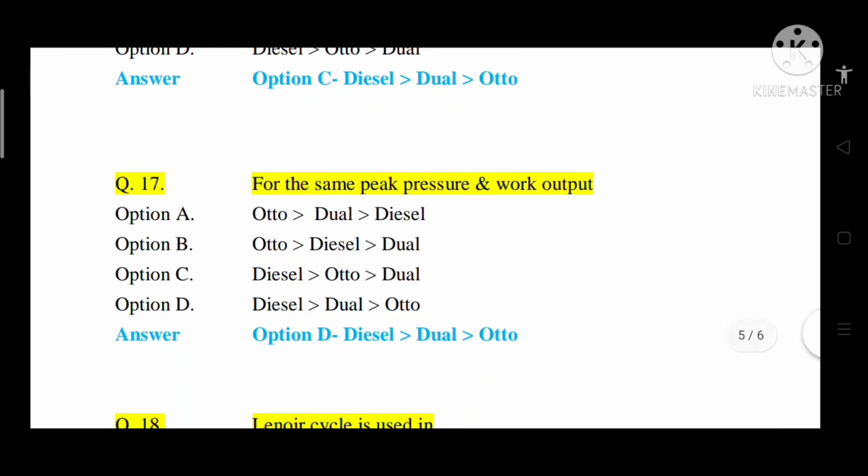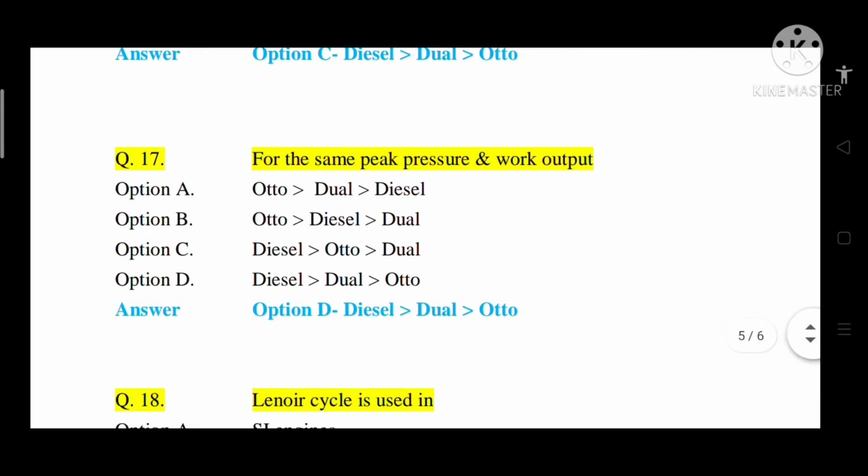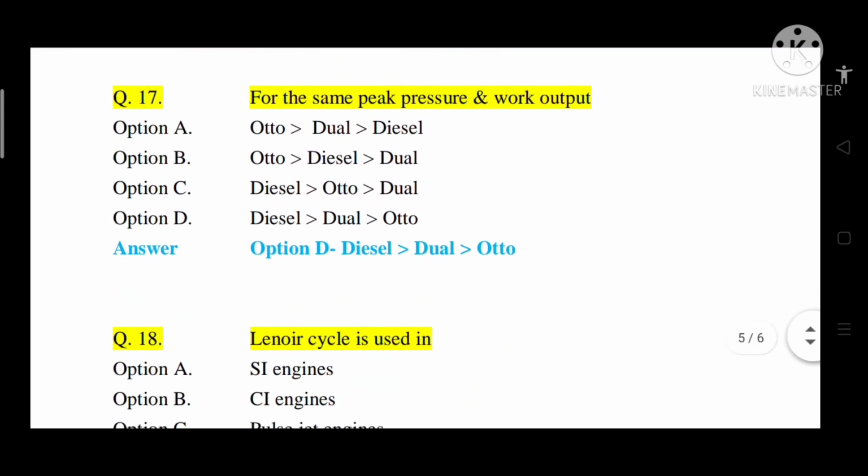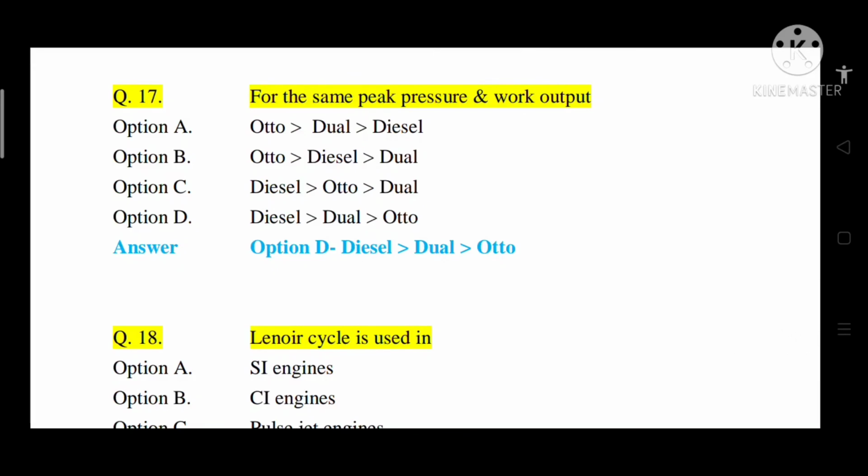Question number 17. For the same peak pressure and work output, option A, Otto is greater than dual is greater than diesel. Option B, Otto is greater than diesel is greater than dual. Option C, diesel is greater than Otto is greater than dual. Option D, diesel is greater than dual is greater than Otto. So correct answer is option D, that is efficiency diesel is greater than efficiency dual is greater than efficiency Otto.